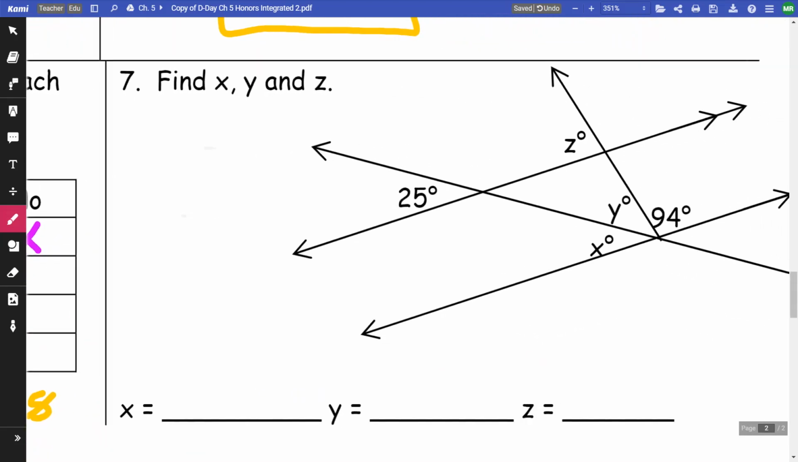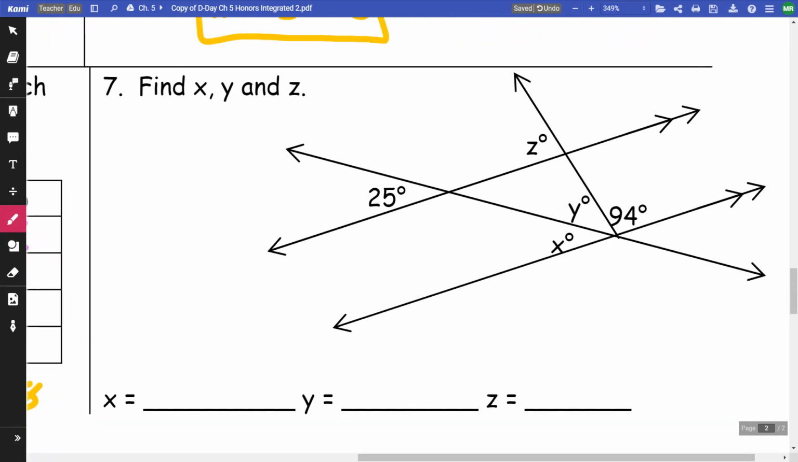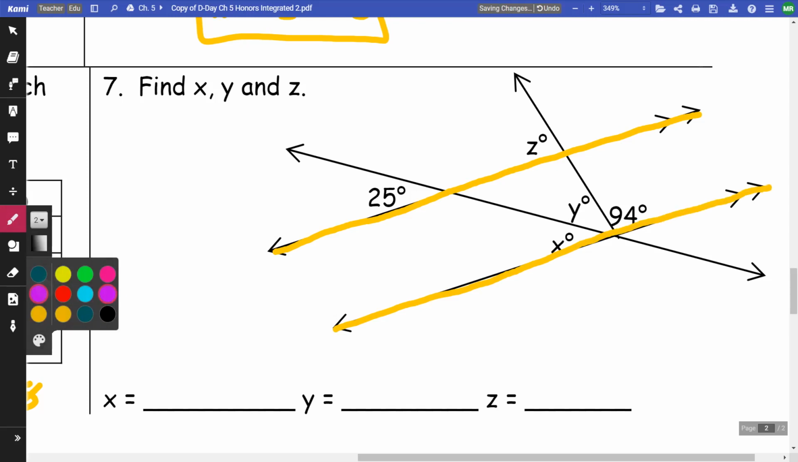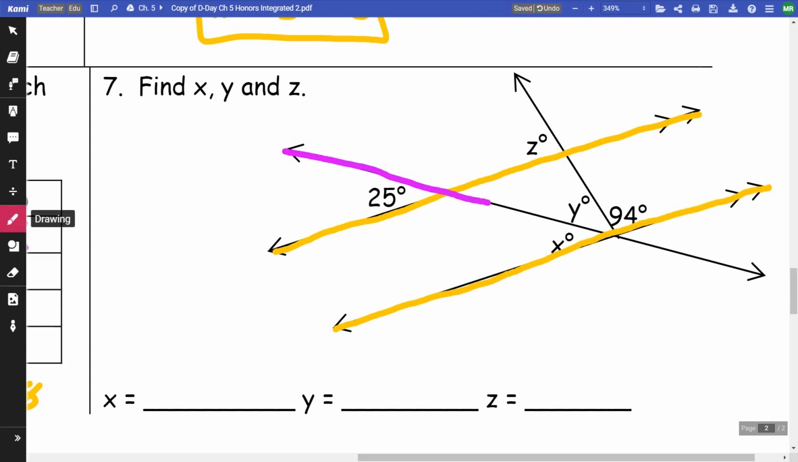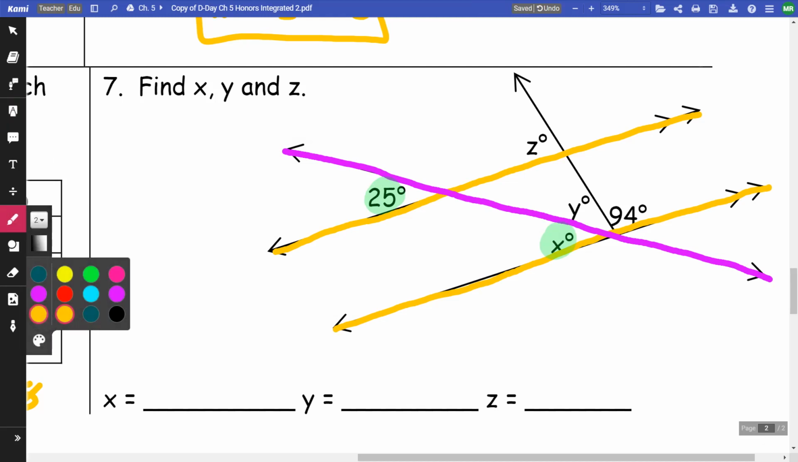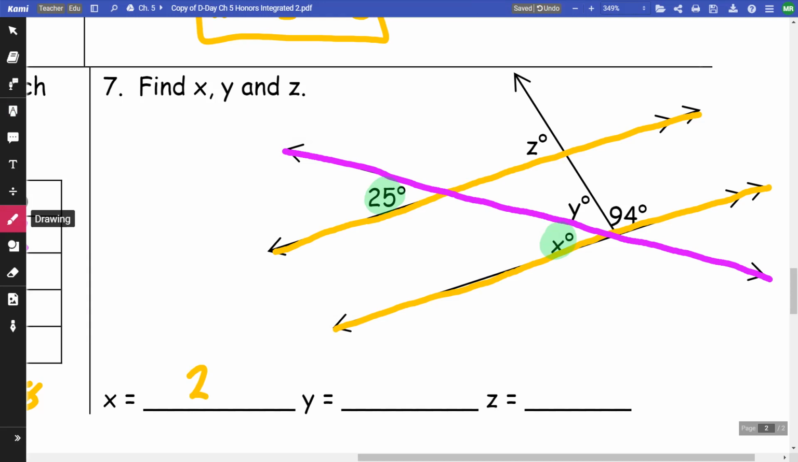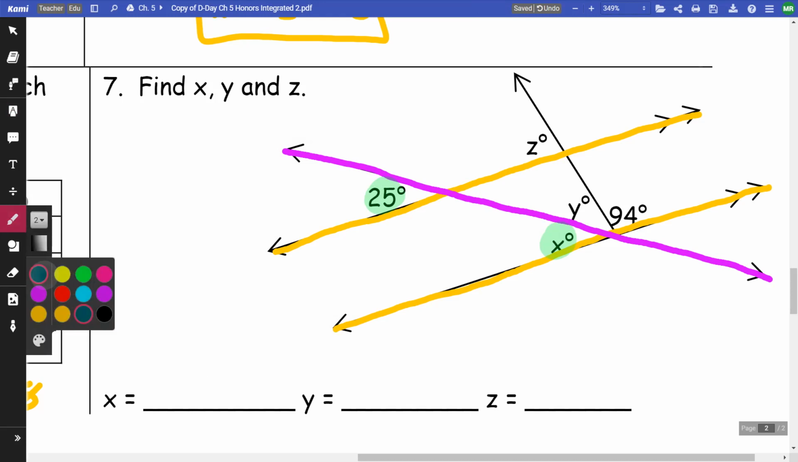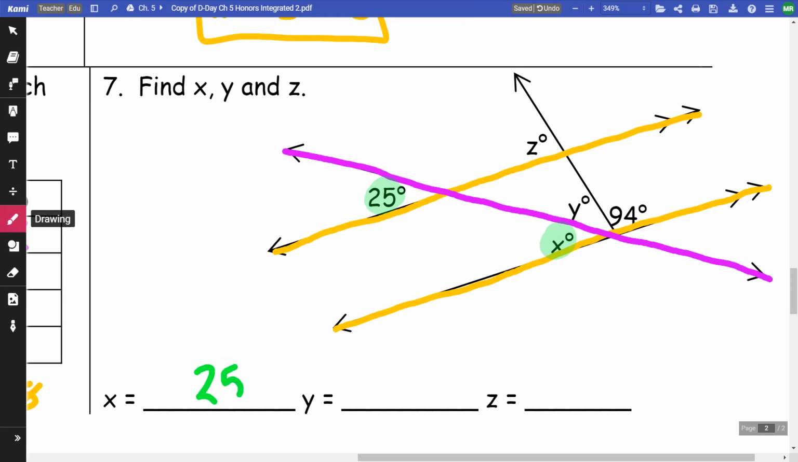On number 7, I've got parallel lines. So this line here and this line here are parallel. And they're cut by this transversal right here. Okay. Now, what's going to be true is this 25 degrees and this x, these are corresponding angles. So that means that x is going to be 25 degrees. Okay, so this is 25 degrees.